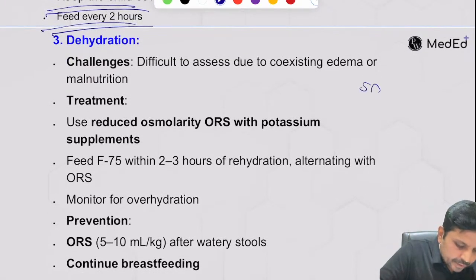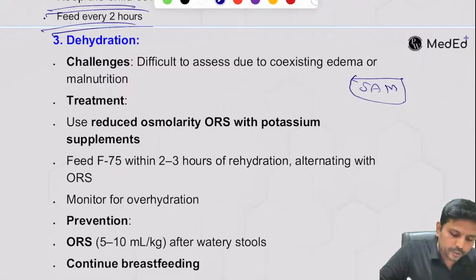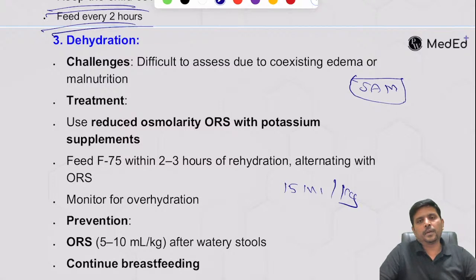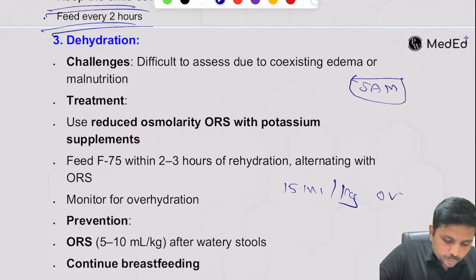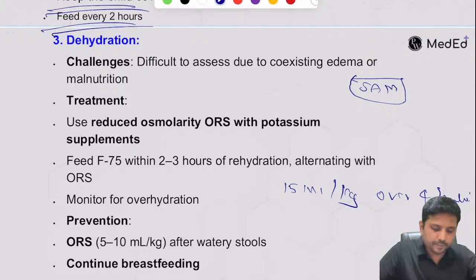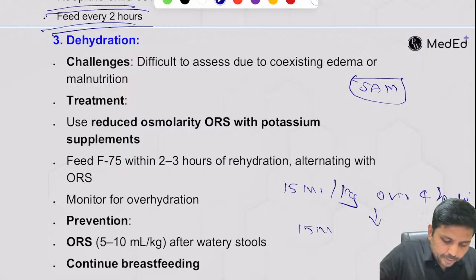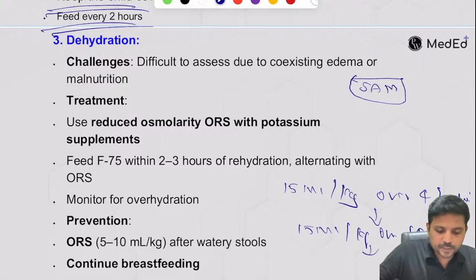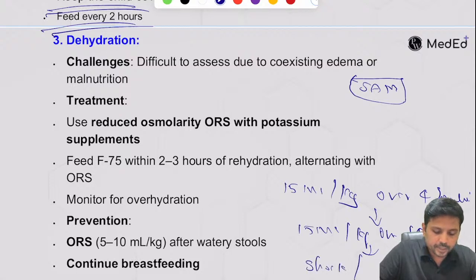In case of severe dehydration and severe acute malnutrition, you will give 15 ml per kg over 4 hours. If it doesn't respond, another 15 ml per kg over 4 hours. If it doesn't respond, you need to consider shock, and you need to consider sepsis. You need to consider IV antibiotic.